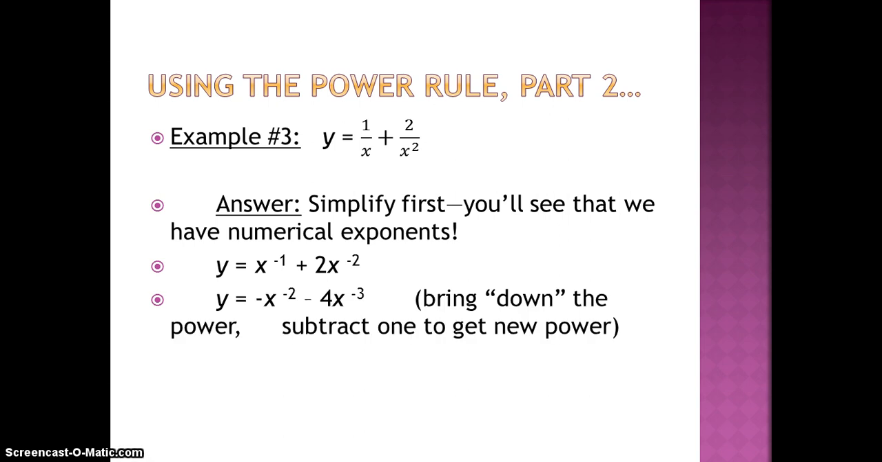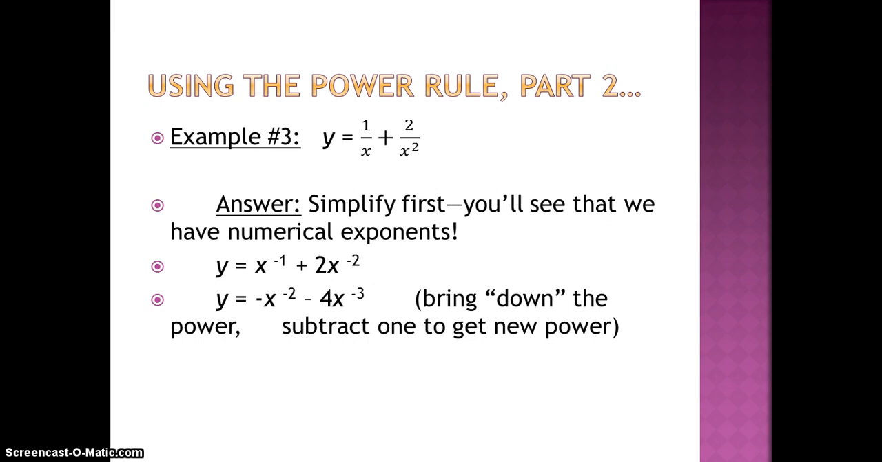Through our power rule, we will bring down the exponent. So the first part, the derivative of x to the negative first, would be negative x to the negative 2. We're subtracting 1 from negative 1 to get our new power of negative 2. In addition, when we take the derivative of 2 times x to the negative 2, we get negative 4 by bringing that negative 2 exponent down. And we need to subtract 1 from our old exponent of negative 2. That'll give us negative 3. And notice that throughout we are also using the addition rule for derivatives.